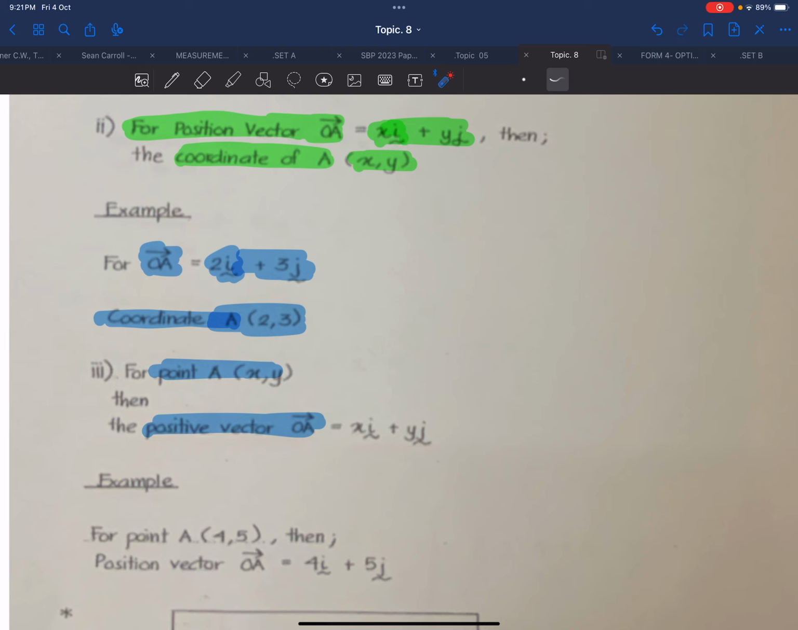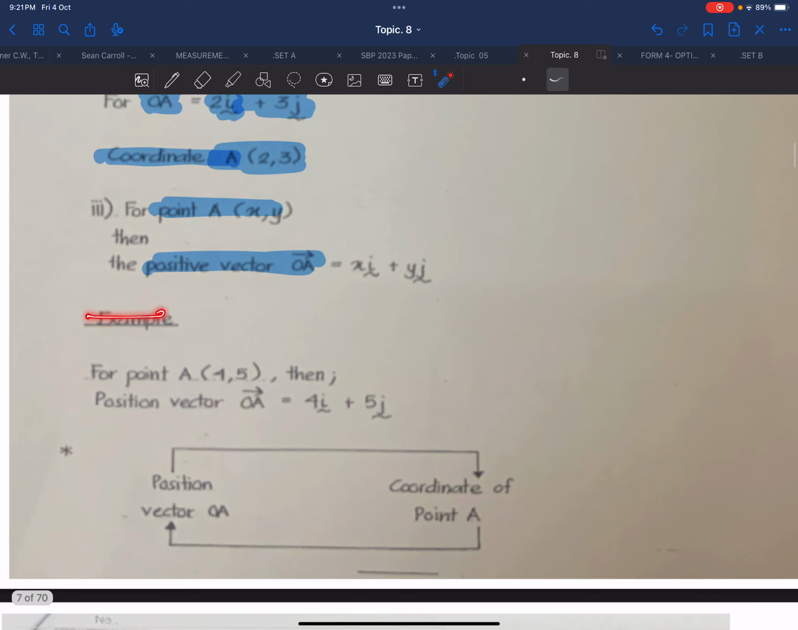Again, another example. I have a point A, (4, 5). If I have the coordinate of the point A, I can get the position vector OA, which will be 4i plus 5j.